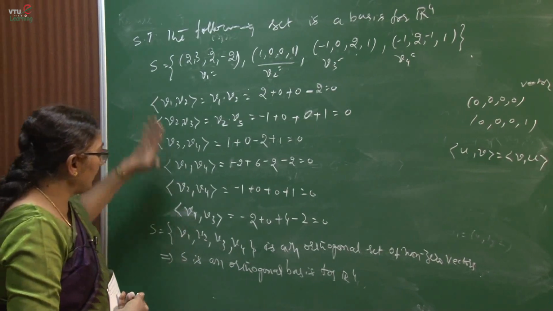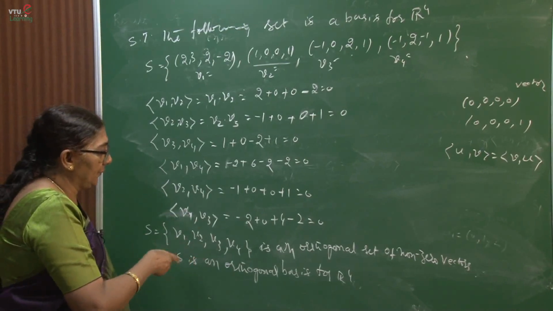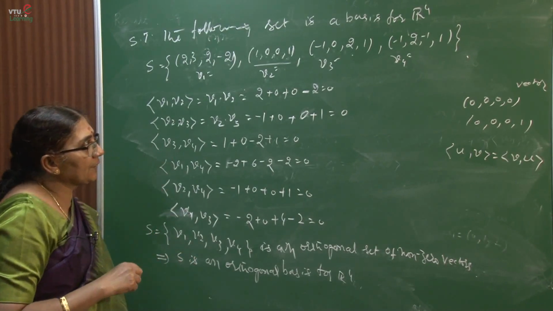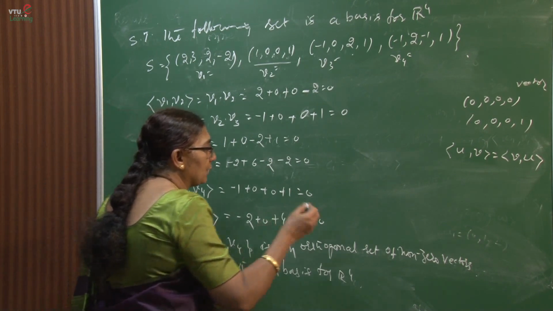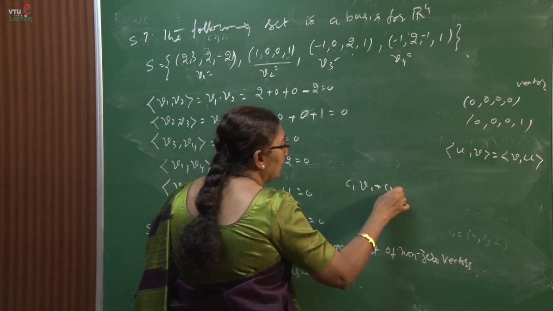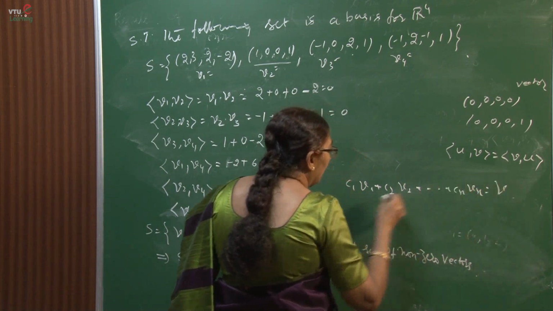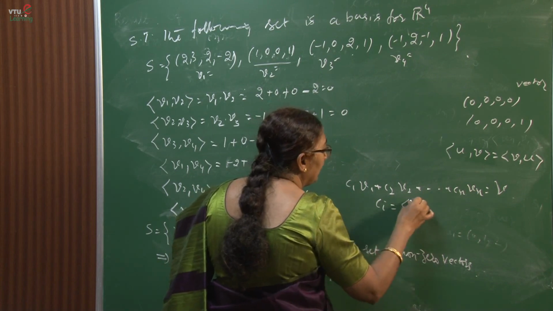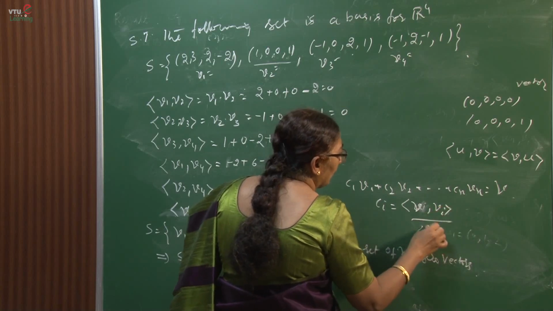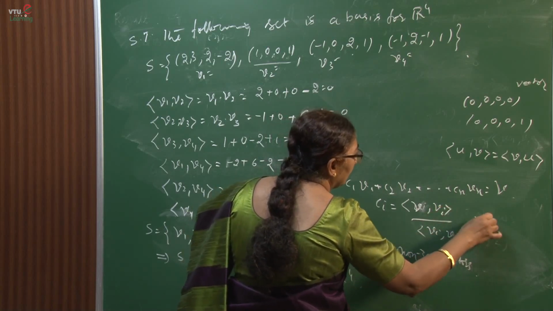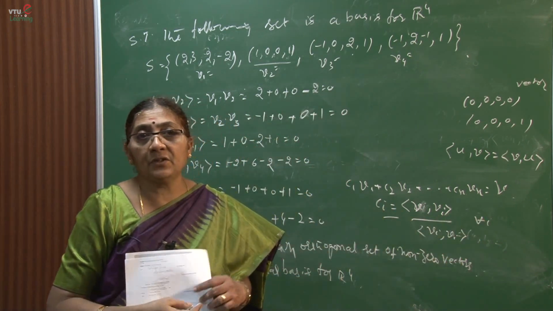Now, based on this, what result do we derive? Suppose the given set of vectors is a non-zero orthogonal set that forms an orthogonal basis. If we want to find the coefficients for a vector V, you know that C1 V1 plus C2 V2 and so on up to Cn Vn must be equal to V. Then Ci is nothing but the inner product of V comma Vi divided by the inner product of Vi comma Vi. Using this formula, we find the values of Ci.